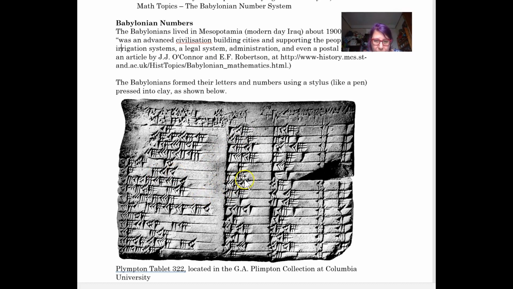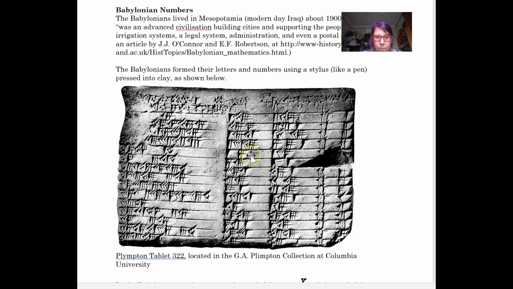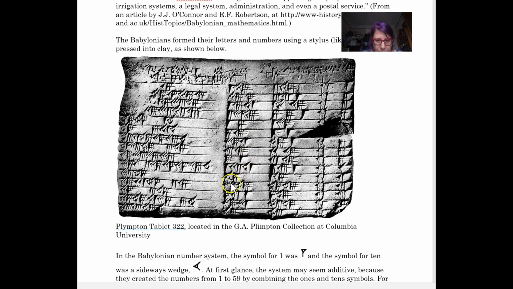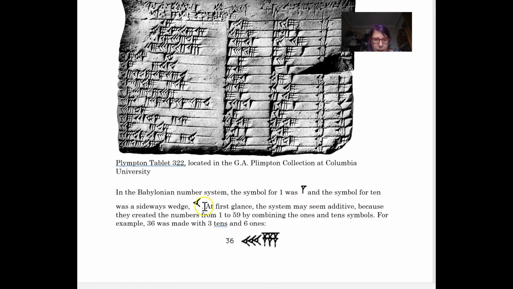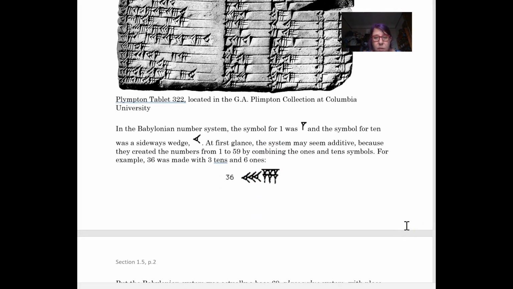You can see how they made their numbers by pressing into clay to make little sideways shapes and then little down shapes. This was the symbol for 1, and then the sideways shape was the symbol for 10. So it looks like it's additive because you make 36 by doing 3 tens and then 6 ones. But it was actually a place value system.